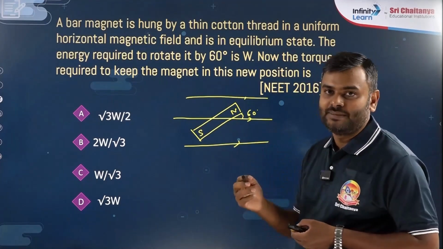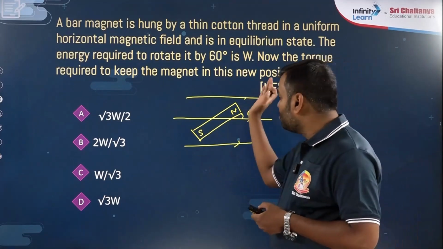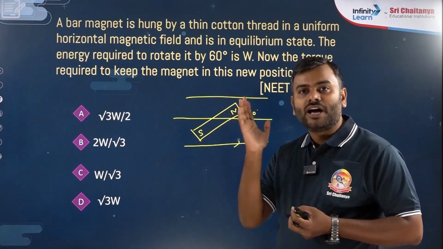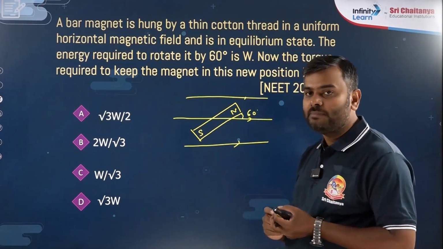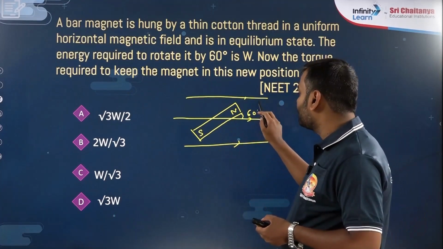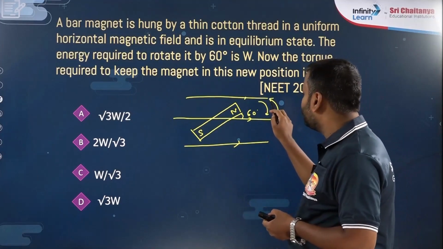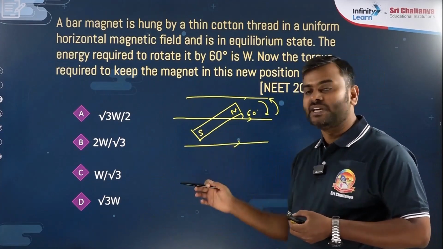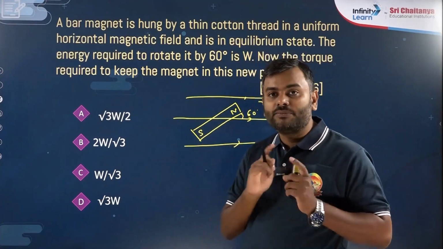So when the bar magnet is at this position, at that time it is experiencing a torque due to external magnetic field. In order to hold this magnet at that particular position, we also apply a torque externally, because if we don't apply the torque externally, what will happen? Under the influence of the torque due to magnetic field, it will again try to come back to its initial position. So to keep it at that position, we have to apply the same amount of torque which it is experiencing at that position where it is making an angle 60 degree. I hope you got this.